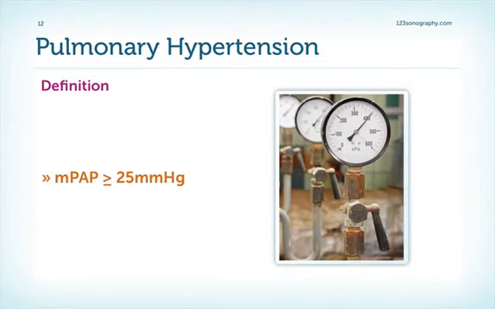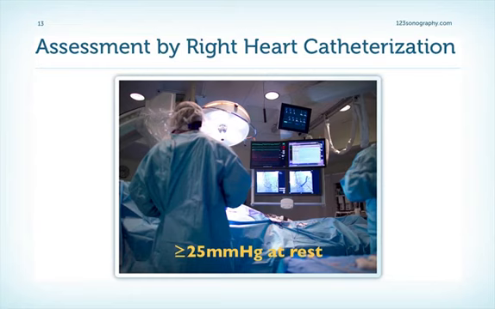So what's the definition of pulmonary hypertension? Well, it's defined as an increase of mean pulmonary arterial pressure equal to or more than 25 millimeters of mercury at rest. This is usually assessed invasively by right heart catheterization. Normal values range between 11 and 17, with an upper limit of normal of 20 millimeters of mercury. The significance of values between 21 and 24 is still unclear.